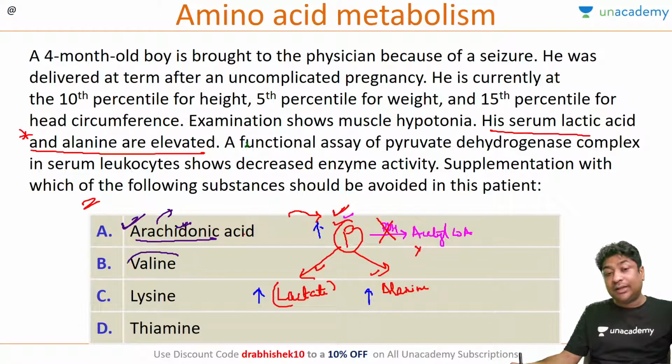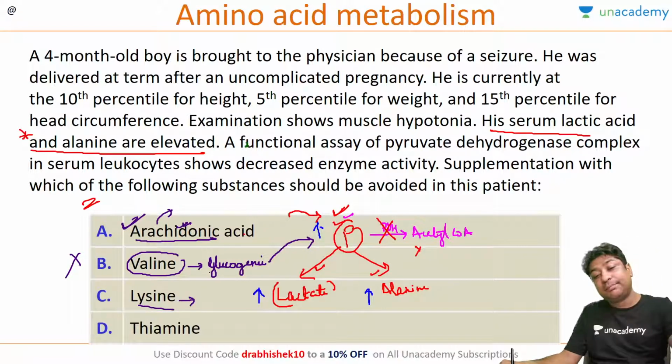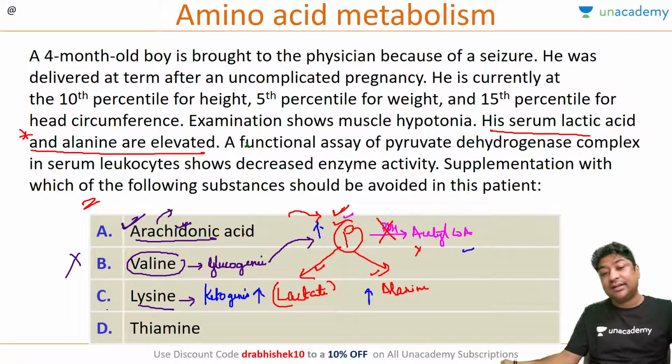When we talk about valine, it's a purely glucogenic amino acid. If it is a glucogenic amino acid, it will finally get converted into pyruvate. So this should not be given. When we talk about lysine, lysine is a purely ketogenic amino acid, which means lysine will be converted into acetyl CoA directly. So again, this we can give. In fact, this should be preferred.